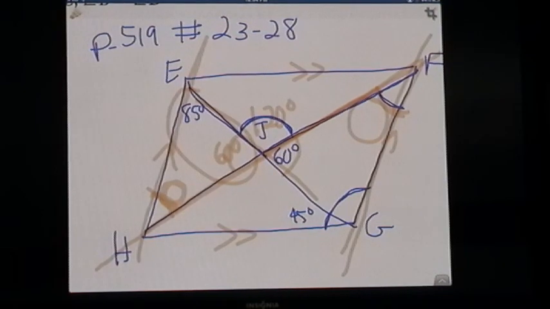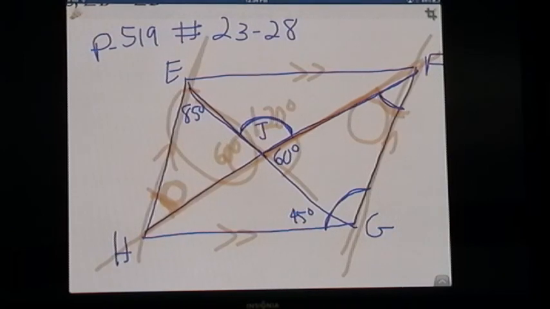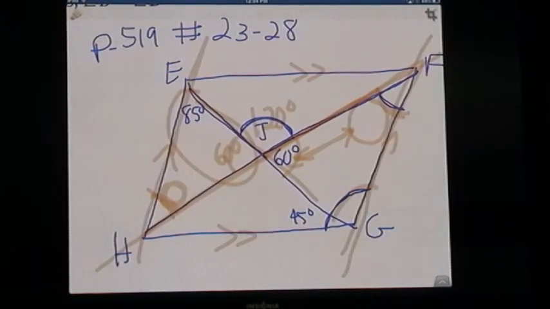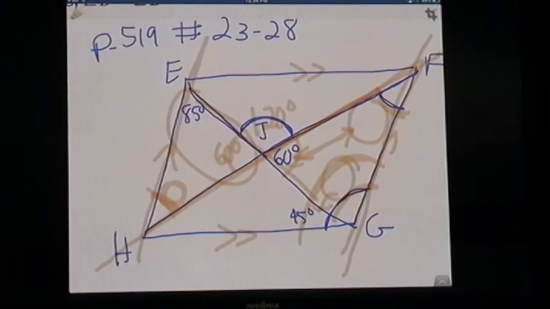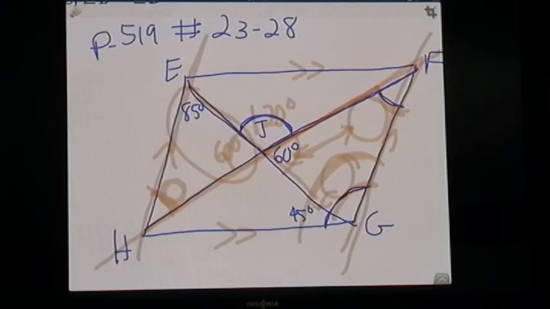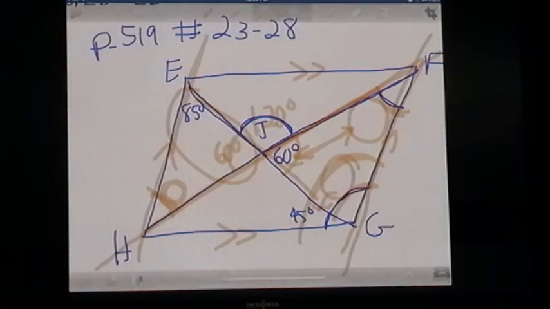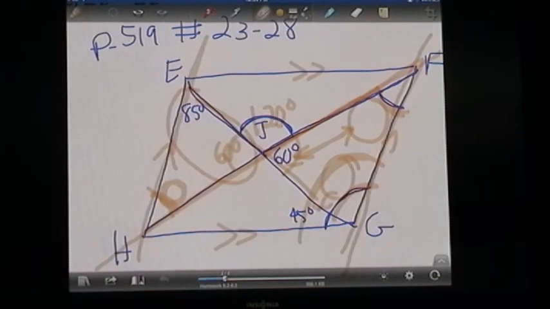Okay, once you know that one, you can add 60 and this one together to find out what you have to subtract to get this one. And once you get this one, you'll be able to add it to 45 to get the whole angle. And then using all of your properties, you'll be able to answer all of these questions. I hope that's enough of a hint for you and it's not confusing. Just work your way around the figure.